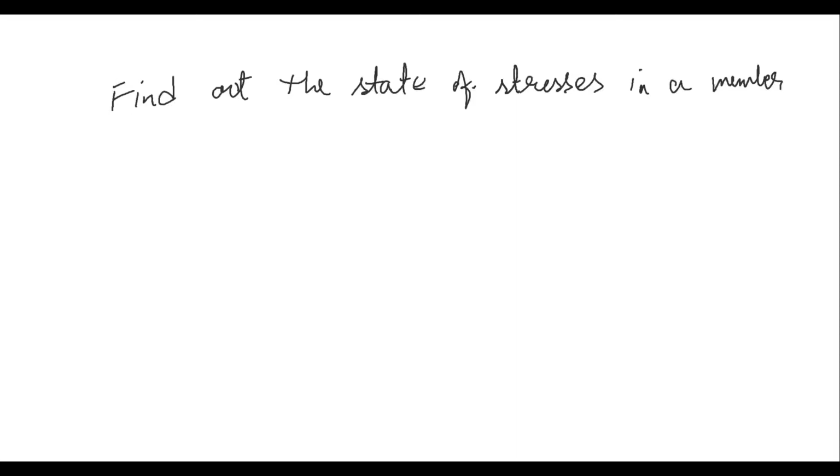So finding out the state of stresses in a member. So in a material, we have the permissible limits in stresses. The maximum permissible limit depends upon the type of the member and type of the structure. The limits will be there for slabs, for columns, for beams, and for footings, everything that we are going to calculate.